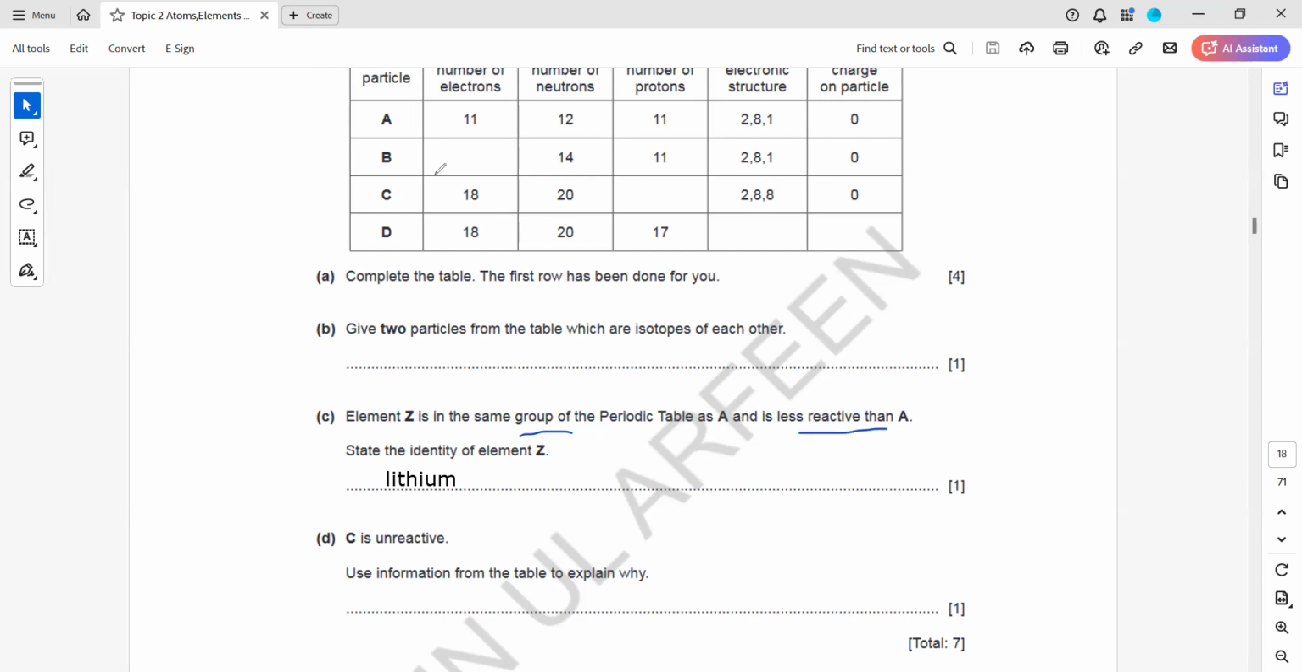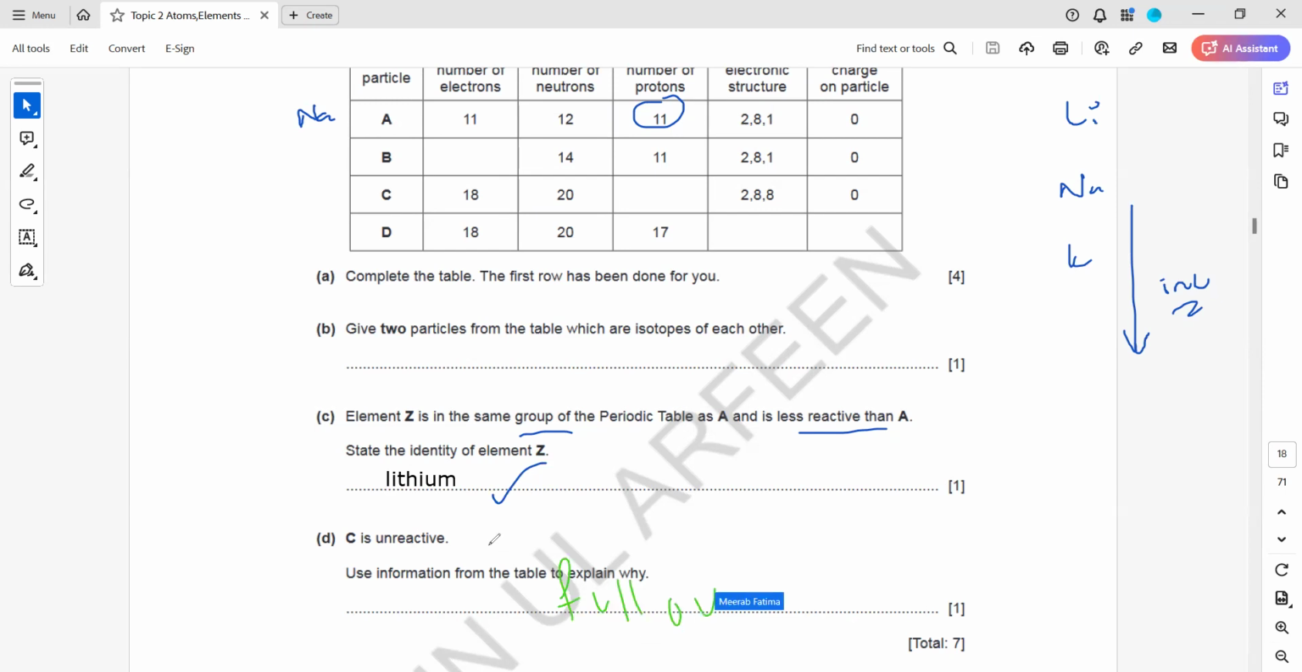When you check the periodic table, 11 protons means this is sodium, which is Na. For group 1, as we go down the group, the reactivity increases. They become more reactive as we go down the group. They mentioned that Z is less reactive, so Z should be above sodium. So which element is above sodium? Lithium is above sodium.